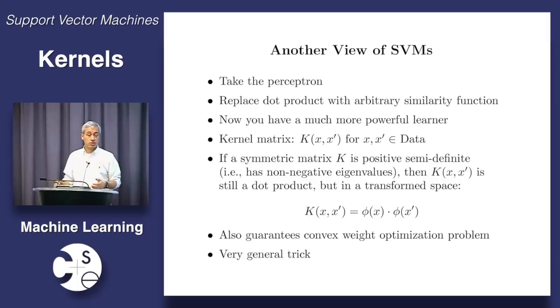Like for example, next week we will talk about dimensionality reduction. You can use the kernel trick to do nonlinear dimensionality reduction. Okay? So this is a very powerful thing to have. Okay? All right. So let's see an example of kernels, and then we'll take a break.